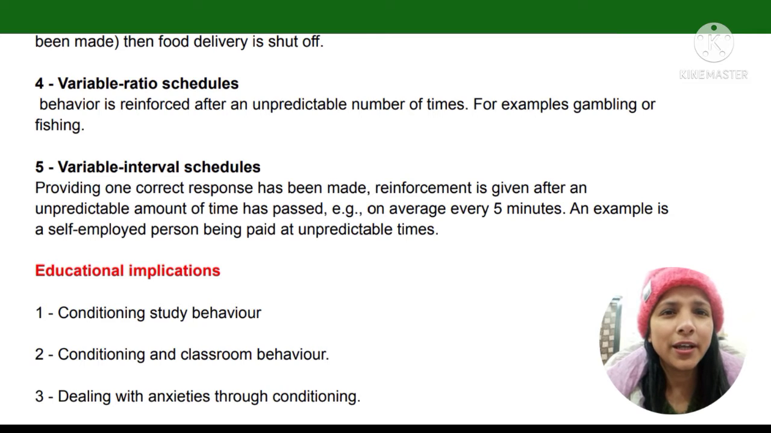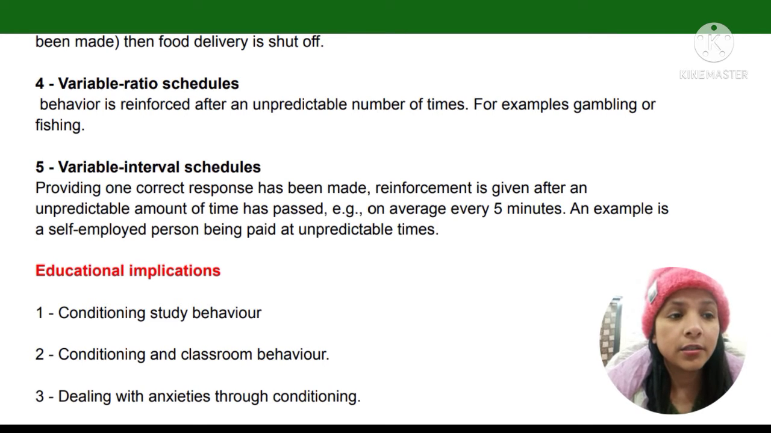Here you can see fourth, variable ratio schedules. So behavior is reinforced after an unpredictable number of times. Means here reinforcement is given for unpredictable times. The number of times, means the number of reinforcements, we cannot predict.